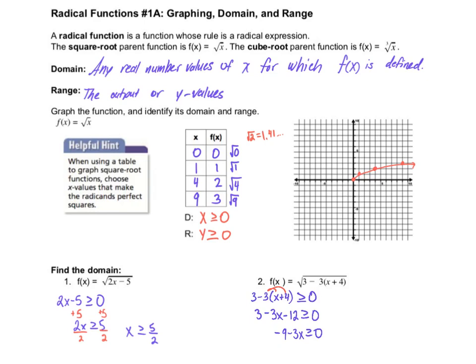Now we can add 9 to both sides. That gives us negative 3x is greater than or equal to 9. Now I'm going to divide both sides by negative 3. So we get x is less than or equal to negative 3, because we remembered to flip our sign when we divided by a negative 3.